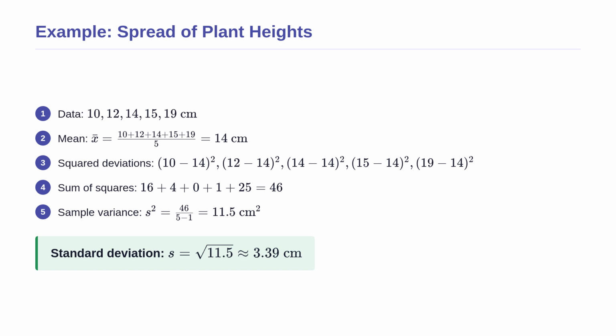We then divide by n-1, which is 4, to get a sample variance of 11.5 square centimeters. Finally, taking the square root gives us our answer. The individual plant heights deviate from the mean by about 3.39 centimeters on average.